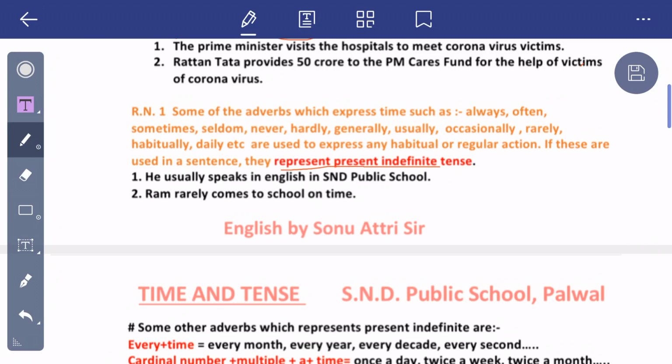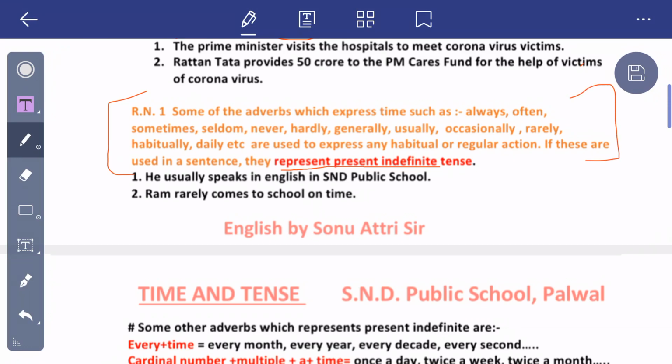Okay, so you have to learn all these adverbs, and you can even take the meaning of all. As you can see, always means that will take place regularly, often means that will also take place regularly, and sometimes means from time to time regularly. So all of these are telling regularity or habitual action. With these words we generally express only habitual or regular actions. That is why the adverbs will tell us the regularity of any action.